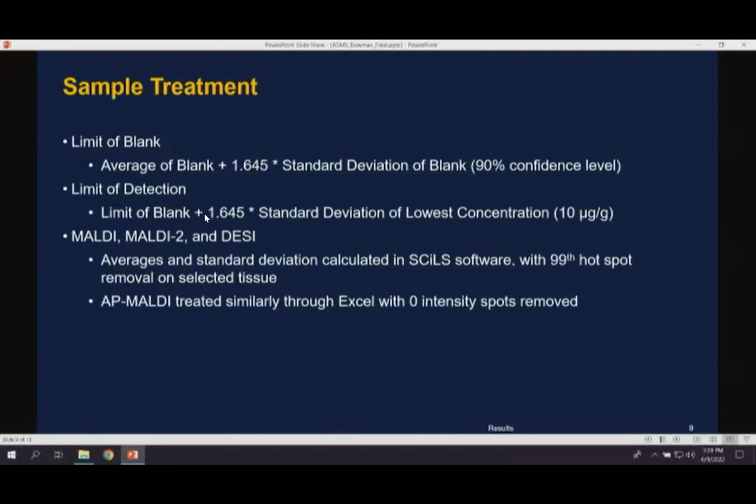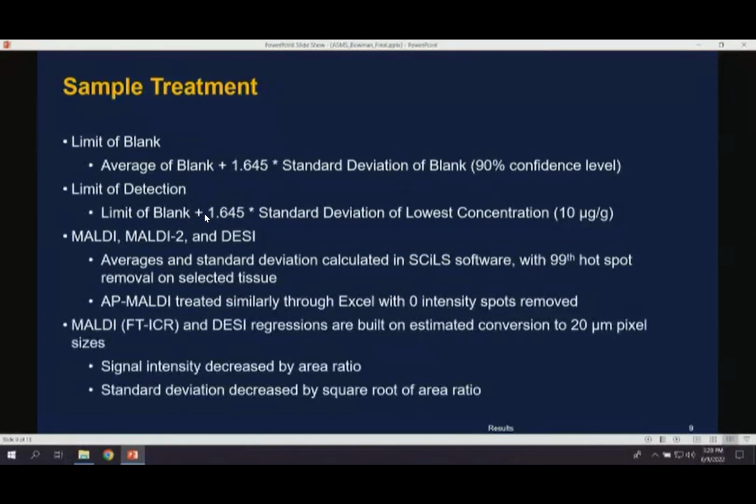For MALDI, MALDI-2, and DESI, the averages and standard deviations were calculated in SCiLS software with 99th percentile hotspot removal on the selected tissue section. The AP-MALDI sources I was not able to load into SCiLS, so I did a very similar treatment through Excel with the 0 intensity spots removed so that it's also basically where the tissue is.